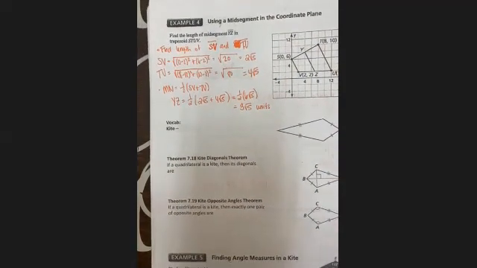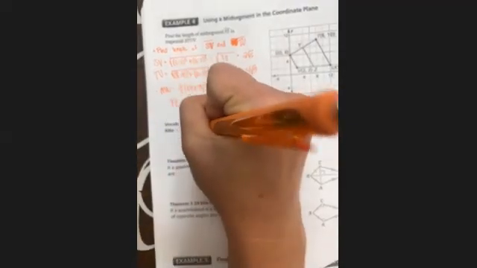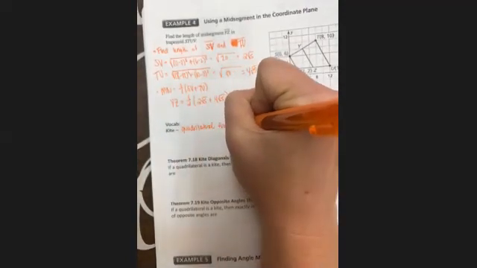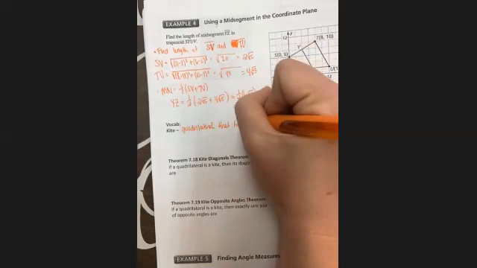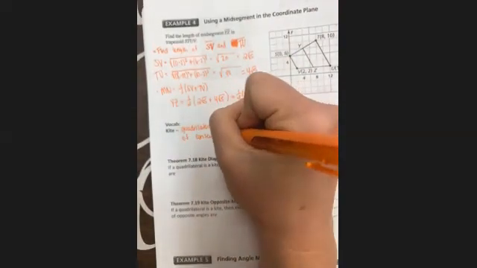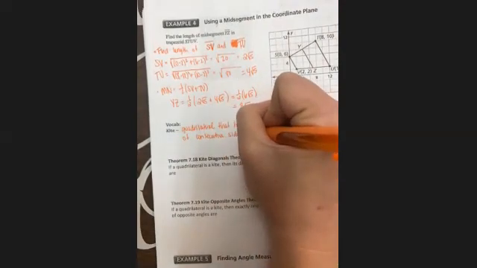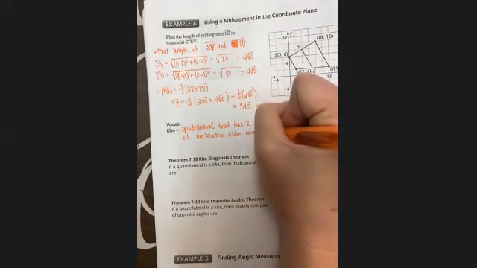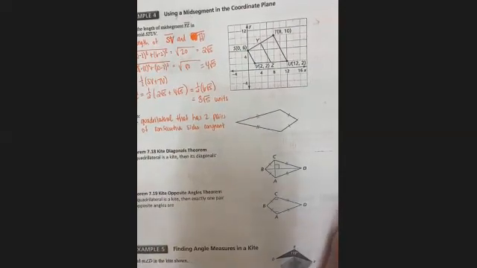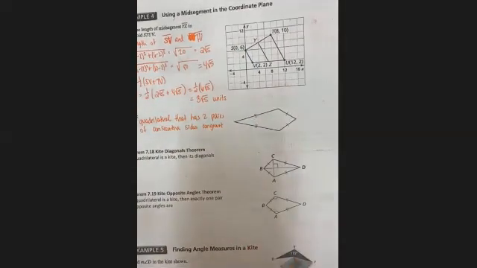All right, vocab here is a kite. So a kite is a quadrilateral that has 2 pairs of consecutive sides congruent. Okay, so you can see here in the picture, the bottom 2 are congruent and the top 2 are congruent.